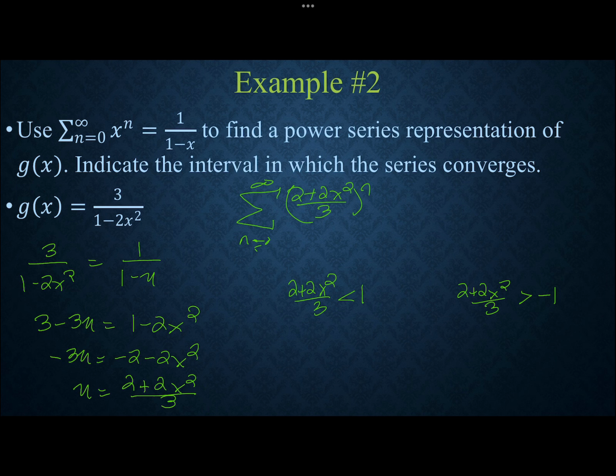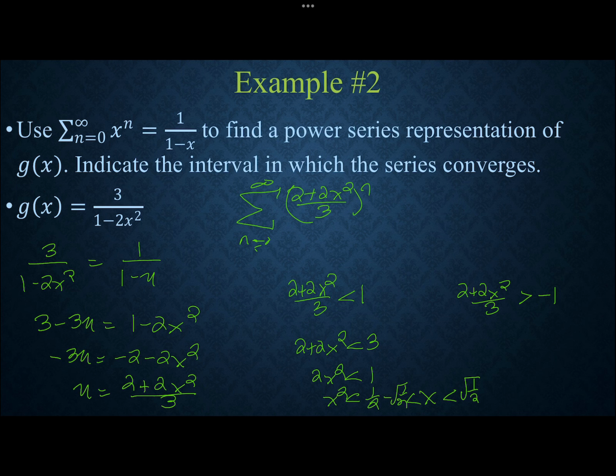So we go ahead and multiply the 3 over. So we get 2 + 2x² less than 3. So we get 2x² is less than 1. x² is less than a half. And here's where it gets interesting, because when we take the square root of this, we have to have a positive and negative, plus or minus, which is going to flip the inequality signs here. So x is going to be in between the positive square root of 1/2 and the negative square root of 1/2.